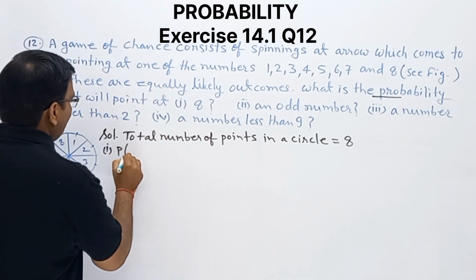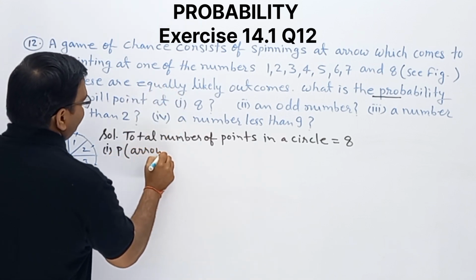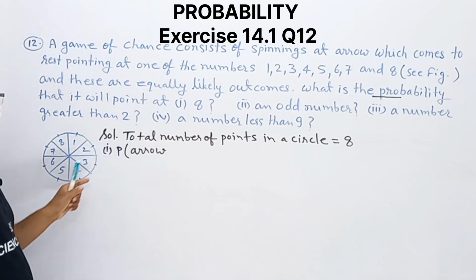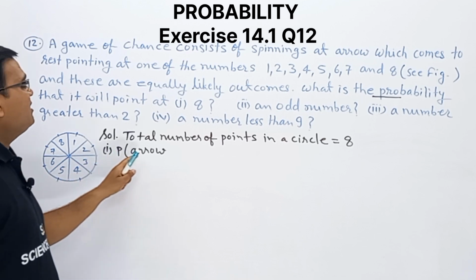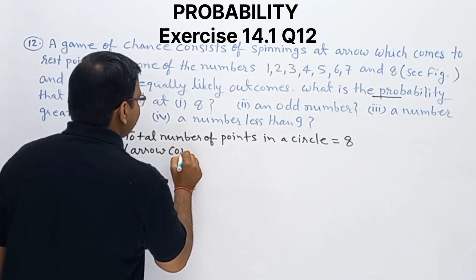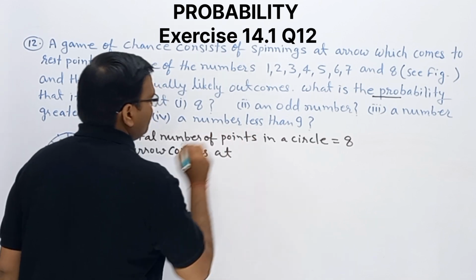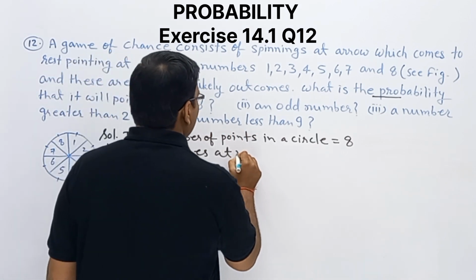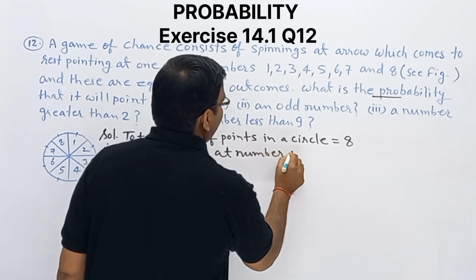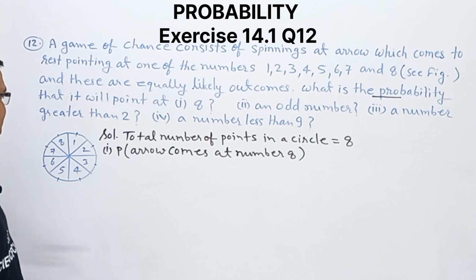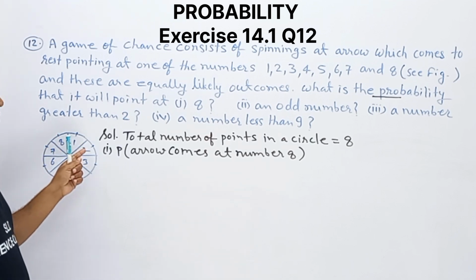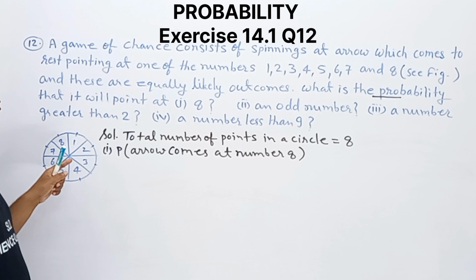So first, the probability of the arrow coming at number 8. One arrow is moving in a circle. There are 8 points, 8 numbers. So we want to find the probability of the arrow coming at number 8.